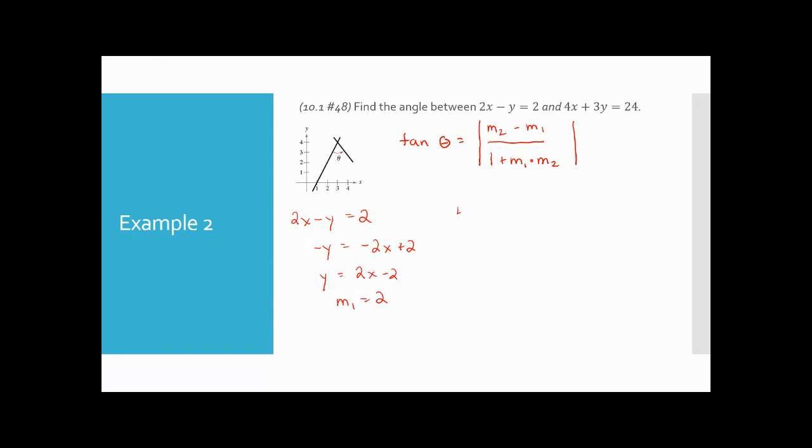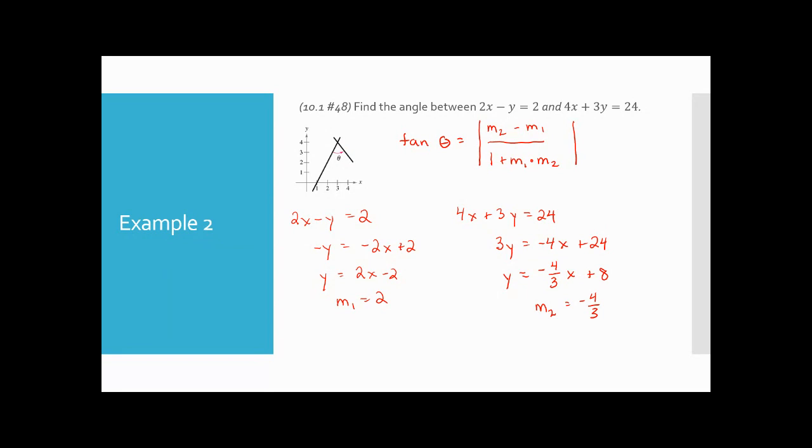Now the second line, we have 4x plus 3y equals 24. If I subtract 4x from both sides, I get 3y equals negative 4x plus 24. And then I'm going to divide everything by 3. So I have y equals negative 4/3 x plus 24 divided by 3, which is 8. So this gives us m2 equal to negative 4/3.